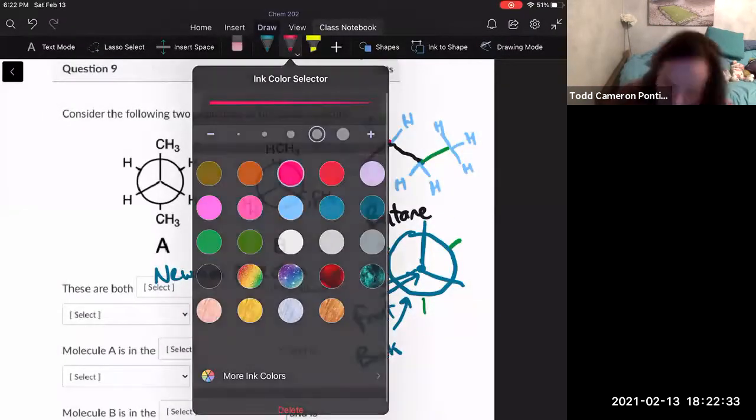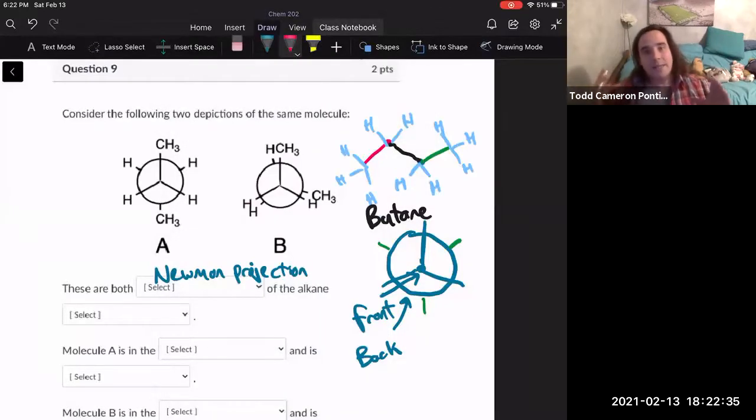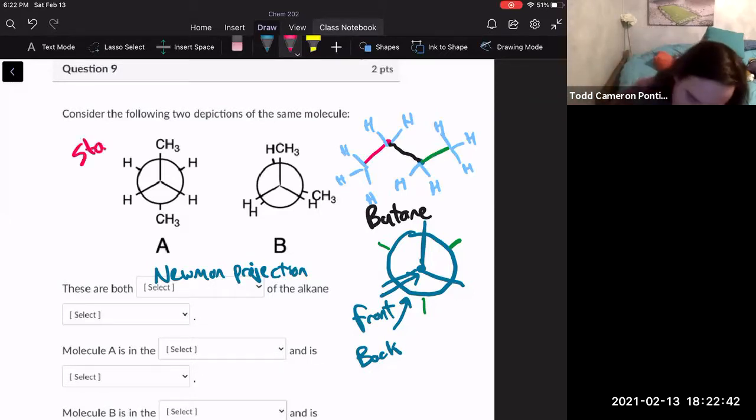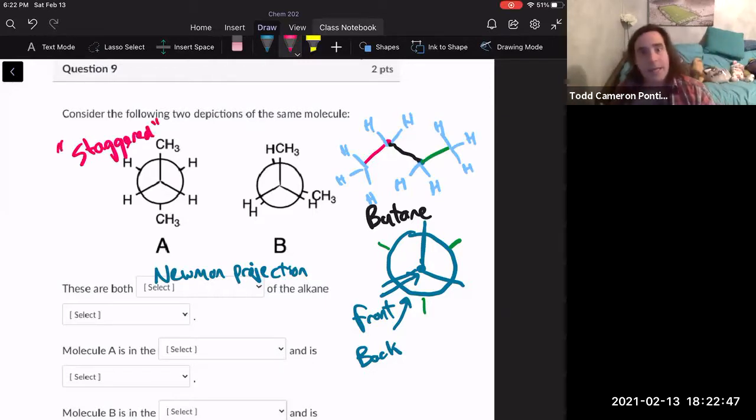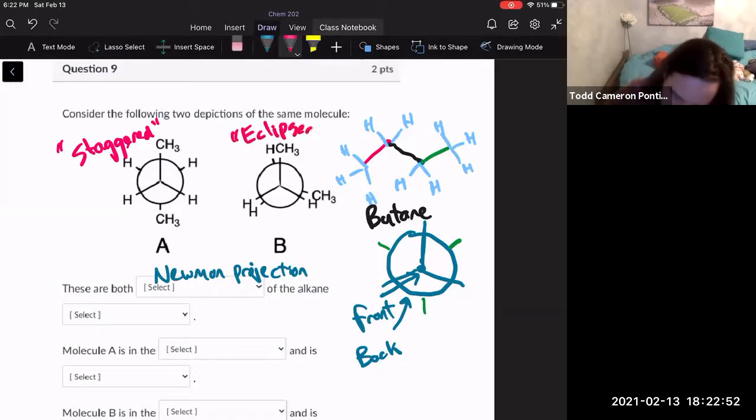Okay. So when looking at a Newman projection, the idea is we can see if our groups are aligned with each other or if they are offset. If they are offset, we call this staggered. If they are aligned with each other, we call it eclipsed. Quite literally, when something aligns, it eclipses, right? Like if you have a lunar eclipse, the Earth, Sun, and Moon are lined up, so Earth's shadow goes on the Moon. Same thing with substituents. If they're aligned with each other, they're eclipsed.